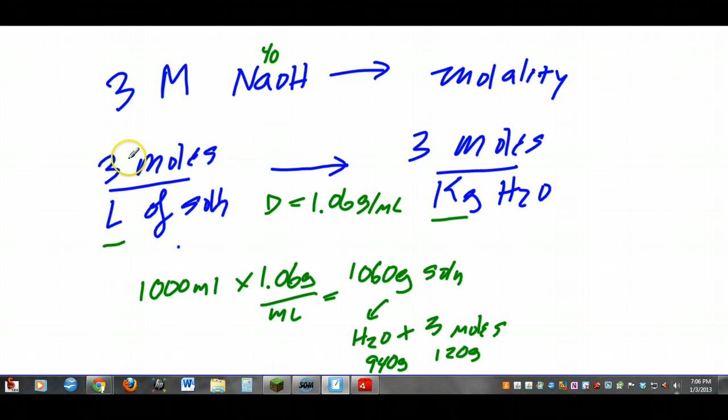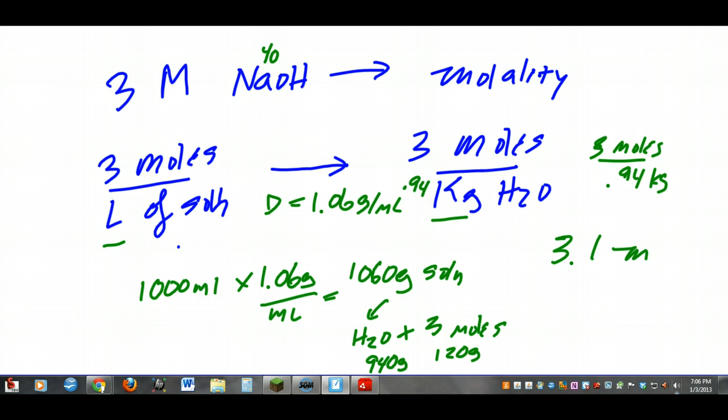So for my molality, I still have 3 moles on the top, but my bottom is 0.94 kilograms. So that's 3 moles over 0.94 kilograms. Okay, that's like 3.1 molal. And it's a lowercase m.